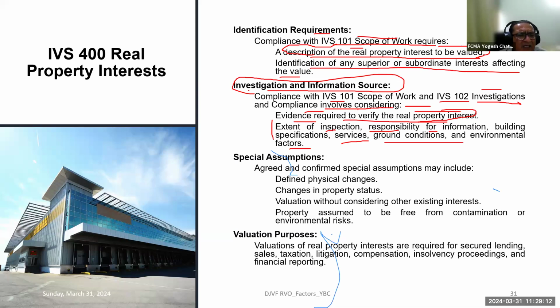Anil Kumar sir, any questions, sir? Sir, we will. So it seems it was by mistake.